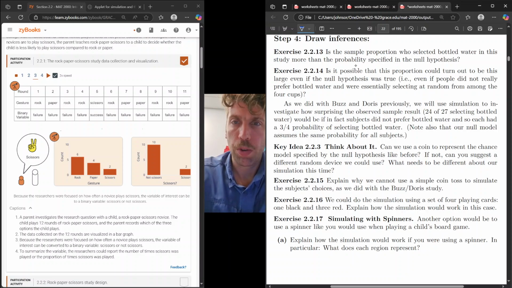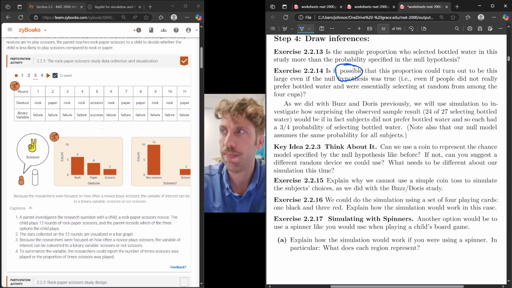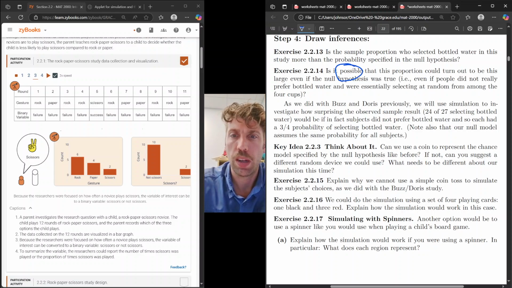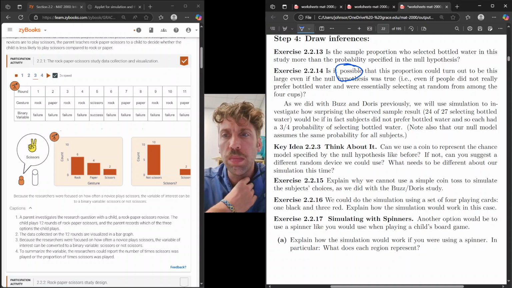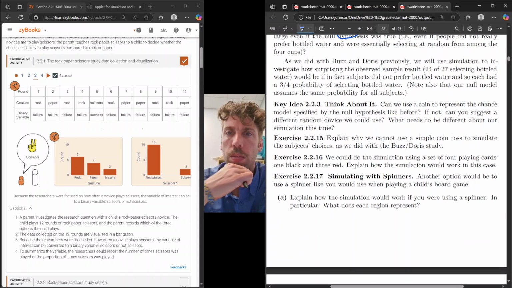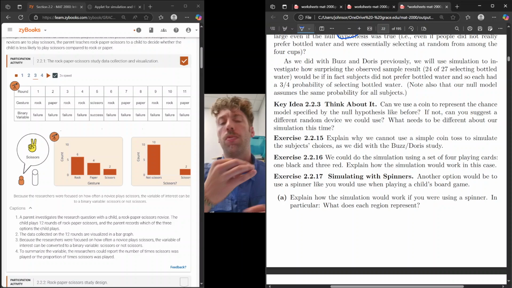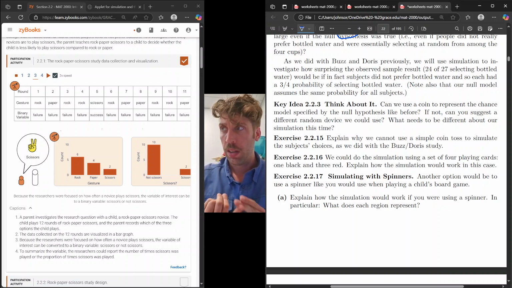Is it possible? For number 14, the key word is possible. And then here, we're going to do another simulation. So now remember how we have our 3S strategy. First we have statistic, and then we simulate, and then we look at the strength of evidence. We've calculated the statistic, so now we're going to move towards simulating.